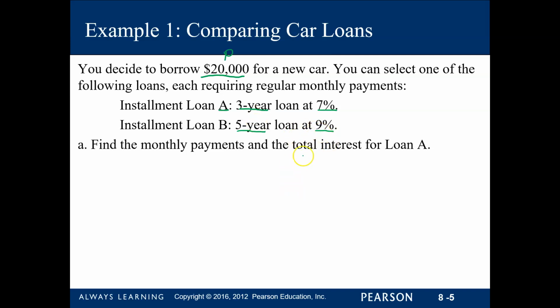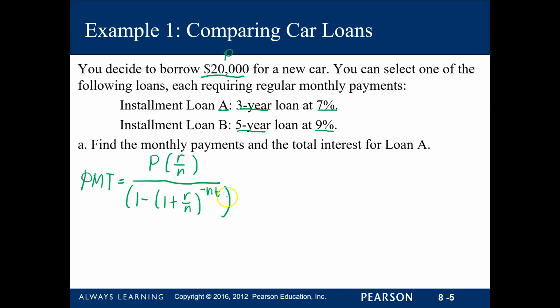So let's compare the monthly payments between the two loans, and then from there, you can make a decision as to which loan you will be taking in order to get the new car. So let's plug in the values for our formula. So remember, the monthly payment is going to be P multiplied by R over N, okay, divided by 1 minus, and then you have 1 plus R over N raised to negative NT, okay? That's the important thing there. It's a negative NT.